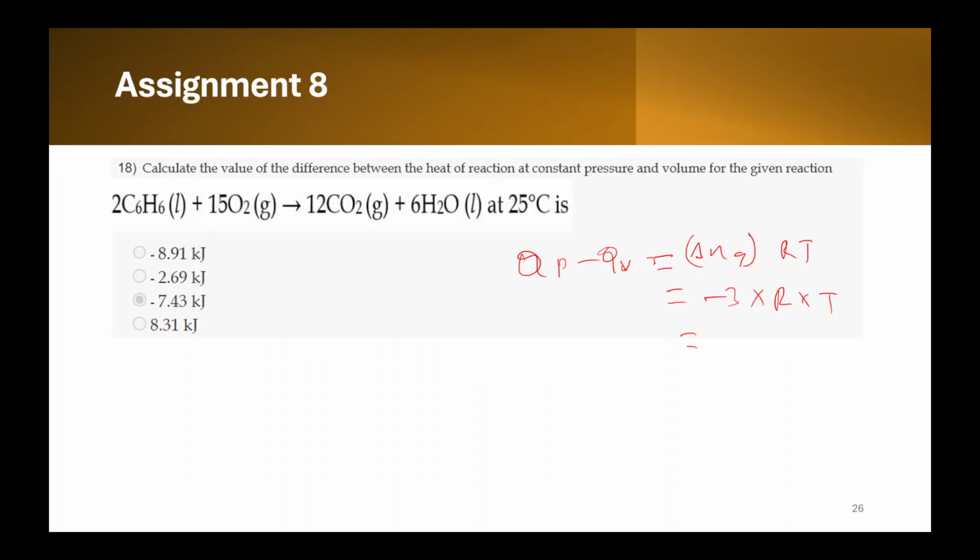So that will be minus 3 into 8.314 into 298. So this is in joule per mole per Kelvin. So 7432.7 joule. So this will come out to be 7.432 kilojoule. So this answer will be minus because delta Ng is minus.